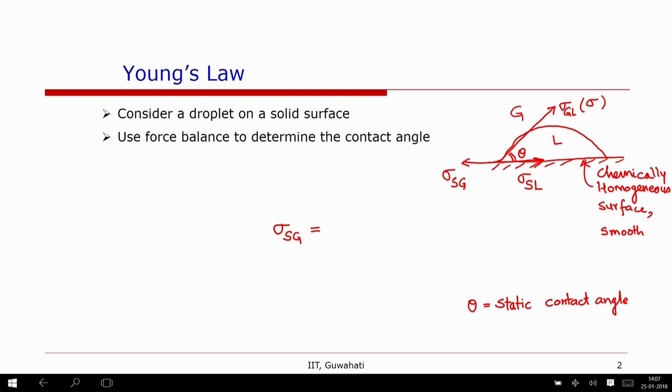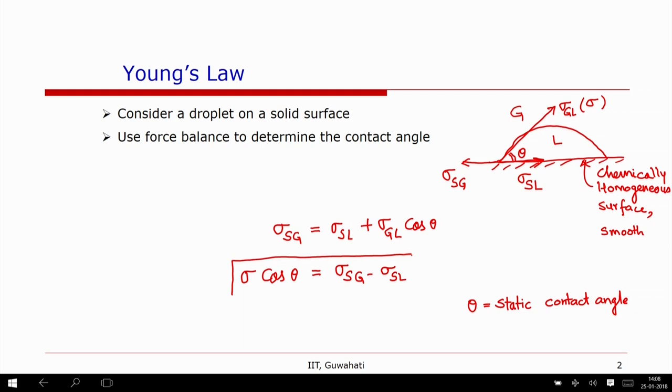By having the force balance, we have sigma SG is equal to sigma SL plus sigma GL cos theta, or we can simply write that sigma cos theta, we can just get rid of the subscript GL, is equal to sigma SG minus sigma SL. So that is Young's law that we have already seen, and it gives the contact angle in terms of the surface tensions for the three phases.